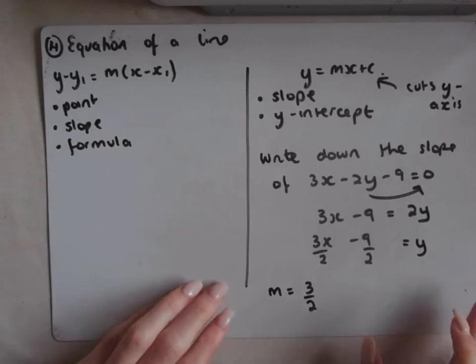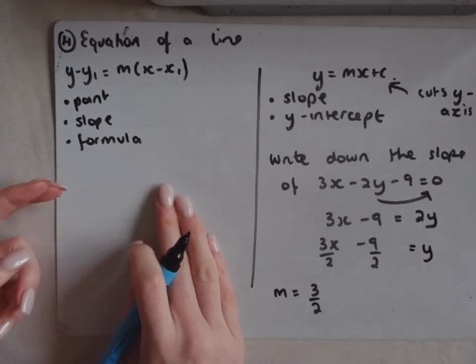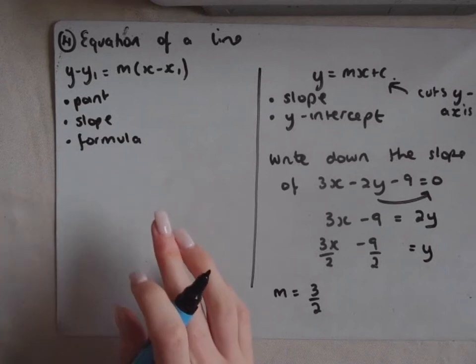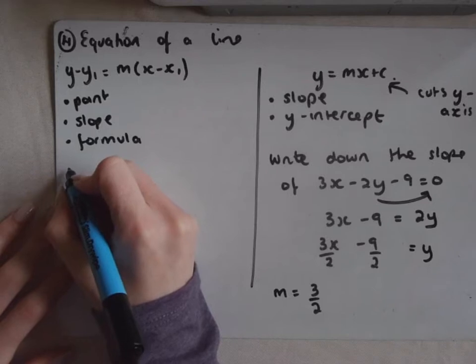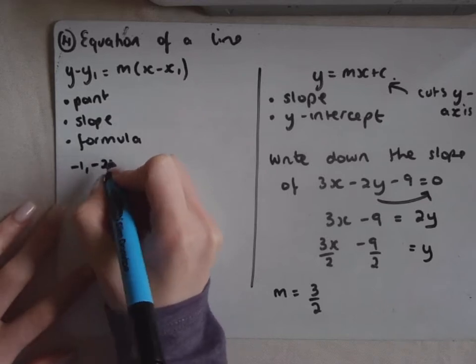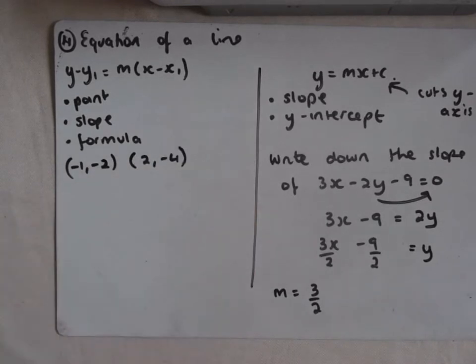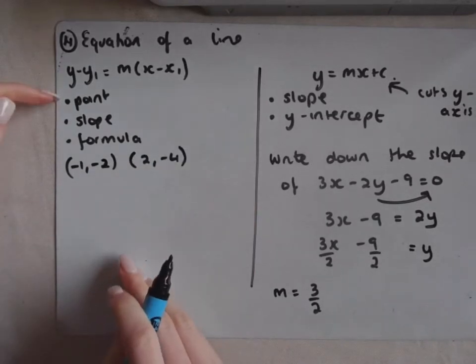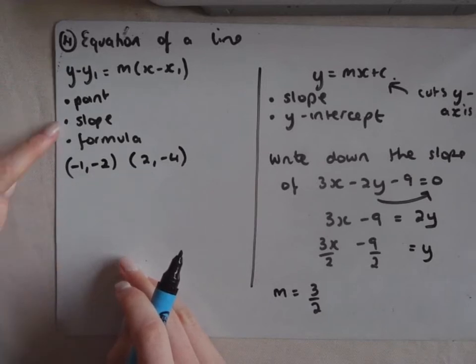This question is if they're giving you two points and asking you to find the equation of the line, or they're giving you one point and the slope. So find the equation of the line through (minus 1, minus 2) and (2, minus 4). I know if I want the equation, I need one point, slope, formula. I have two points, so I can just pick whichever one, and I need the slope.